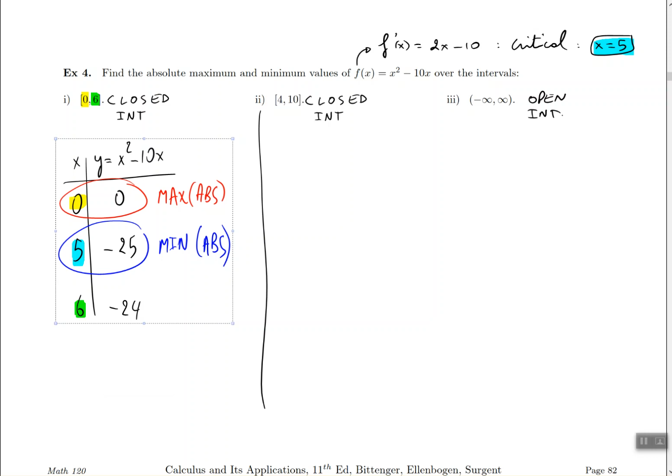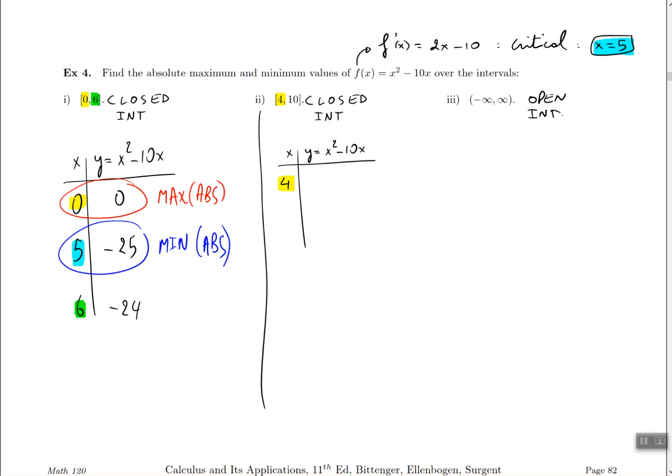Now, what about if the interval was 4 to 10? I don't have to do any of the work all over, I just have to copy paste some of the stuff. So let me do that. Here, first of all, 4 is going to be the starting point, so we're going to put 4 in the table.